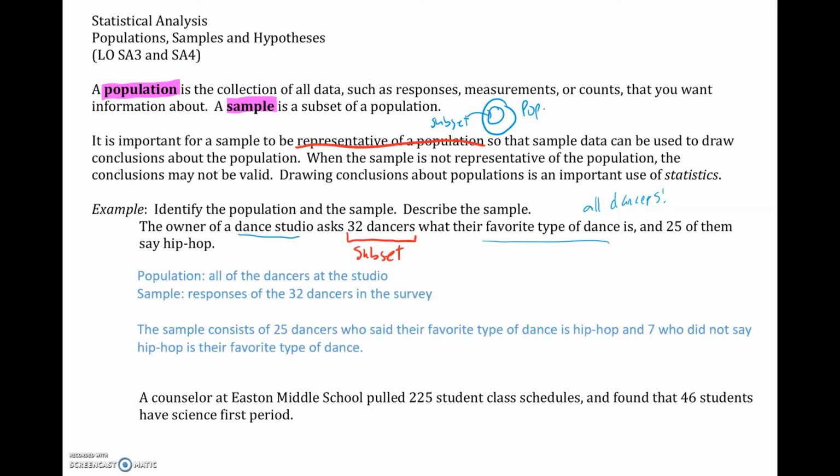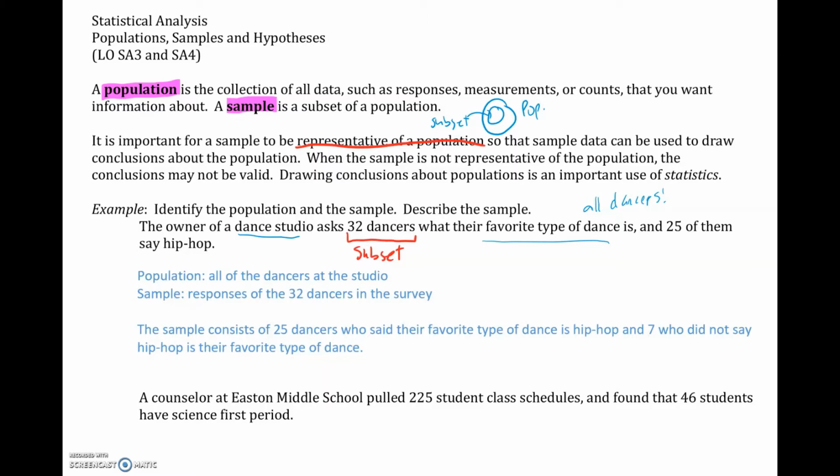So describing that sample, we want to be careful. Don't get too crazy with your conclusion you're drawing for that. Just take it at face value. With stats, we do want to interpret the numbers, but first we want to think, what do the numbers actually tell us? So here the sample consists of 25 dancers who said their favorite type of dance is hip hop, and 7 who didn't, right? So that's kind of face value what it tells us.